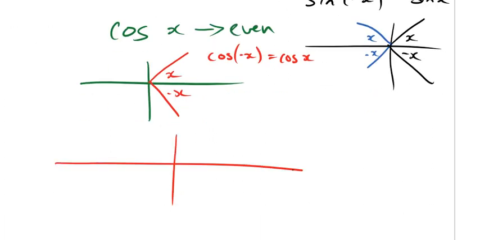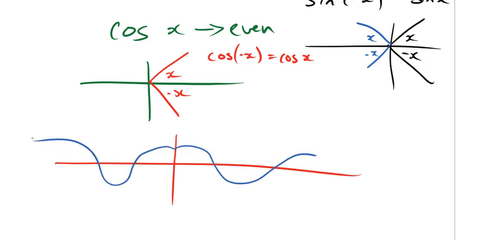I could look at it this way. What if I repeat this back like that? Cos of x is the same as cos of negative x. There's negative x, there's x. They have the same y value. Symmetrical across the y-axis. Okay, I'm going to stop there.